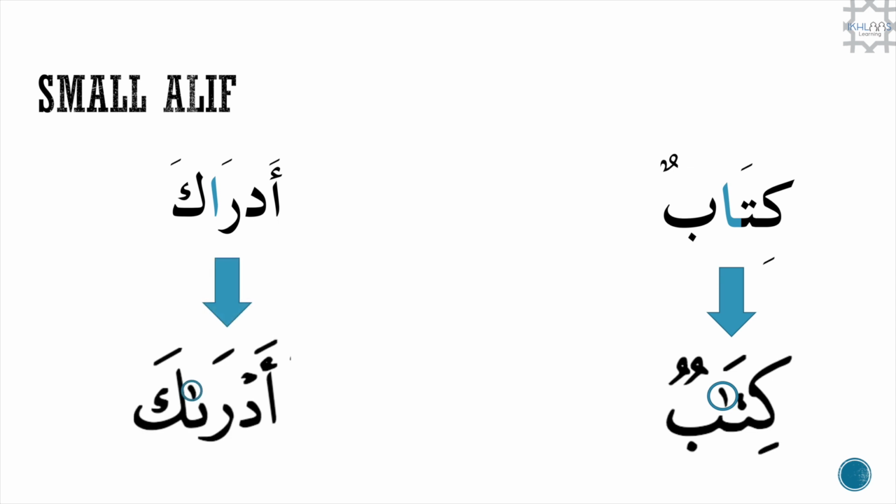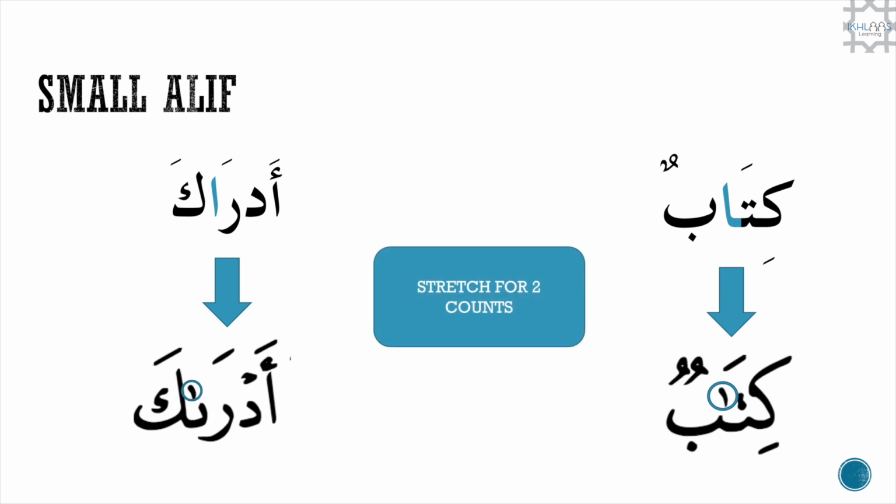There are 2 words here, kitabun and adraka. In the Quran, you will find that an alif preceded by a fatha is sometimes written short. For example, the word kitabun is sometimes written in the Quran with a short alif. The word adraka is again written with a short alif, but what you have to remember is we have to stretch for 2 counts. Kitabun, adraka.